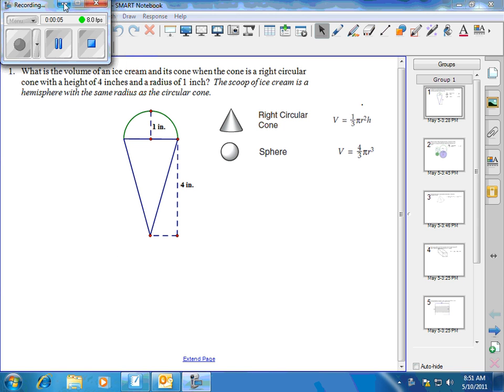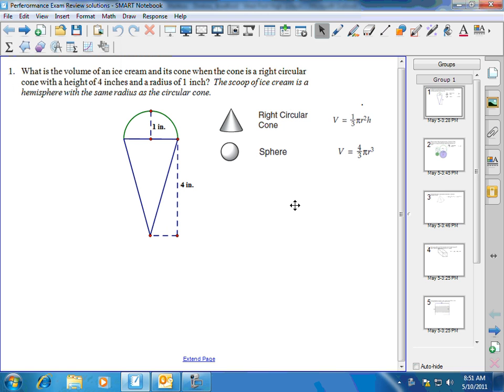Okay, number one for the performance exam review says, what is the volume of an ice cream and its cone when the cone is a right circular cone with a height of 4 inches and a radius of 1 inch? The scoop of ice cream is a hemisphere with the same radius as the circular cone. So we're looking for volume.